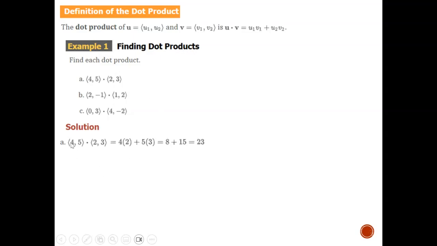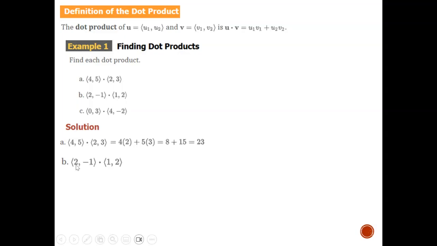It's going to be the first component, 4 times 2, plus the product of the second component, which is 5 times 3. Then we add them, and it's going to give us 23. Please remember that the answer of the dot product will always be a number, or a scalar. It will never be a vector. So a dot product will always give you the answer as a real number.